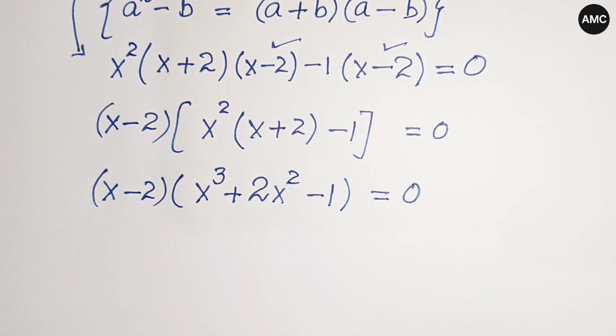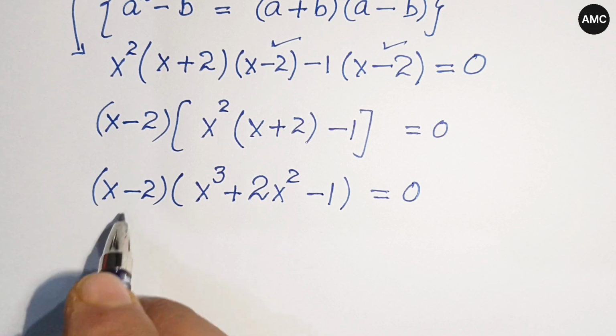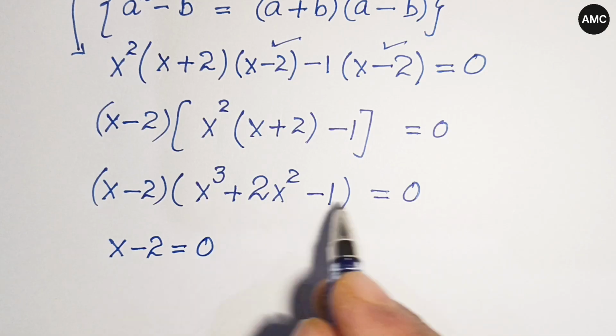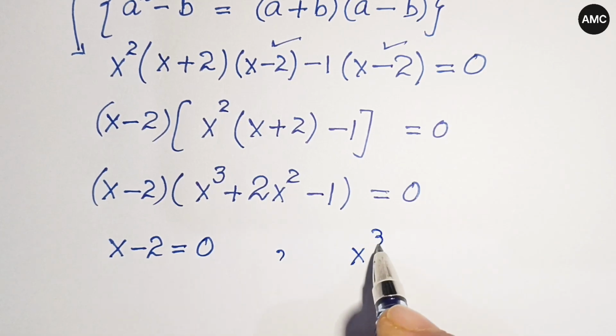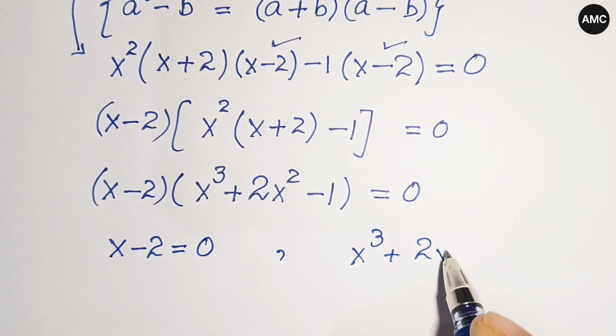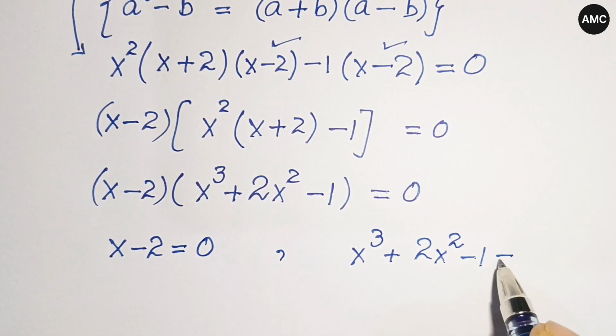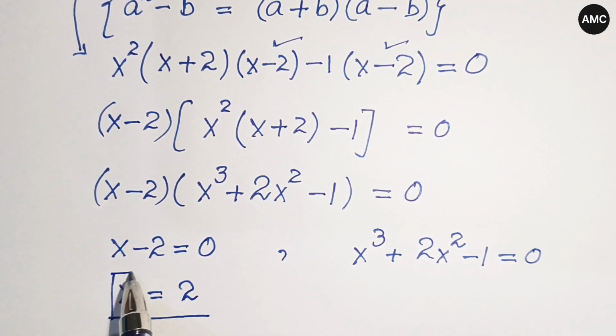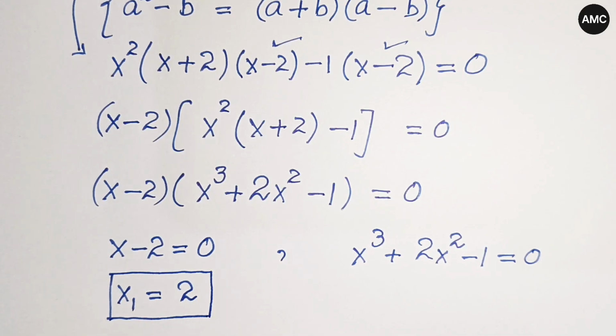Now we have two possible cases: this factor x minus 2 is equal to 0, and this one is also equal to 0. So x cubed plus 2 times x squared minus 1 is equal to 0. Here we have x is equal to, shifting minus 2, we get 2. So it is our first value of x, which is a real solution of x, that is x1 is equal to 2. Now here x cubed plus 2x squared minus 1.